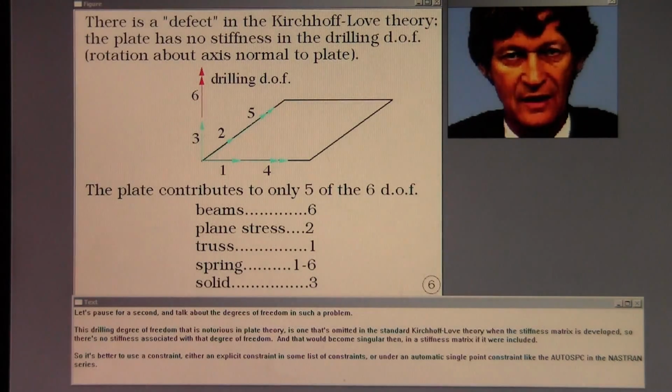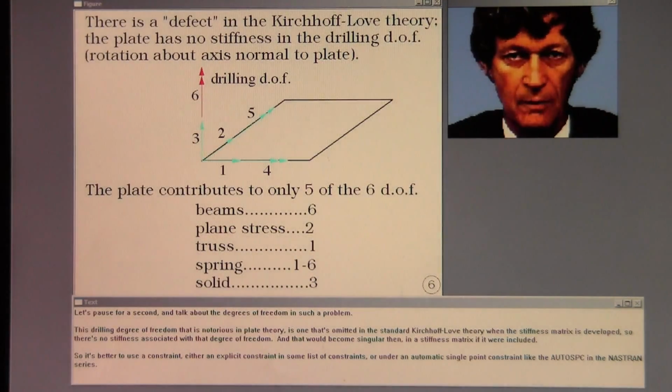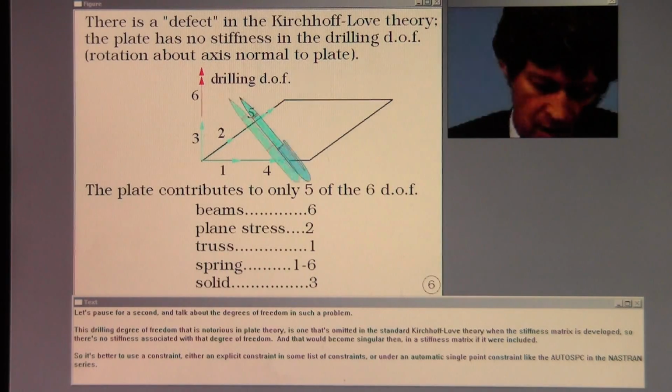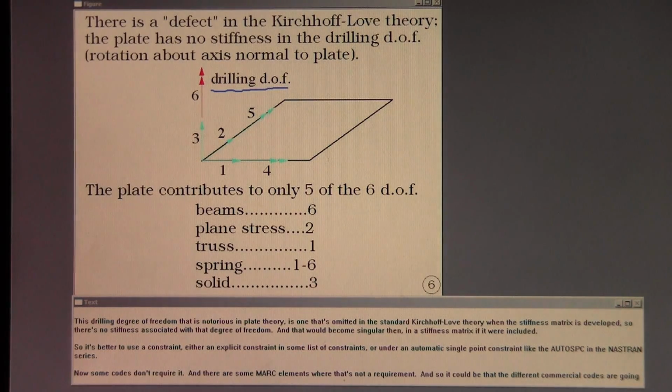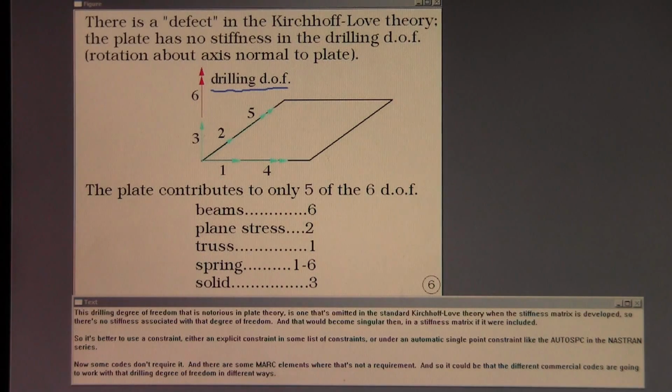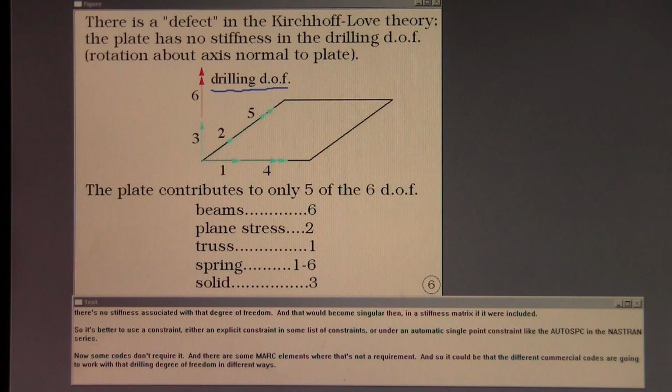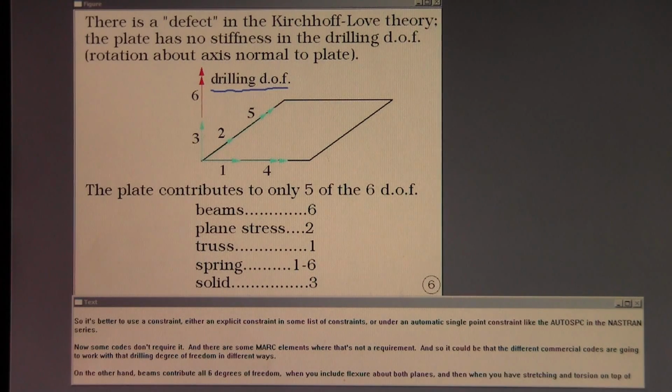Let's pause for a second and talk about the degrees of freedom in such a problem. This drilling degree of freedom that is notorious in plate theory is one that's omitted in the standard Kirchhoff-Love theory when the stiffness matrix is developed. So there's no stiffness associated with that degree of freedom, and that would become singular then in a stiffness matrix if it were included. So it's better to use a constraint, either an explicit constraint in some list of constraints or under an automatic single point constraint like the auto SPC in the NASTRAN series.